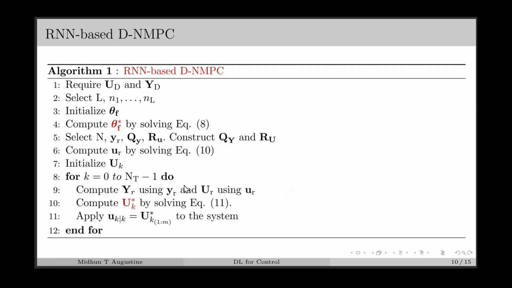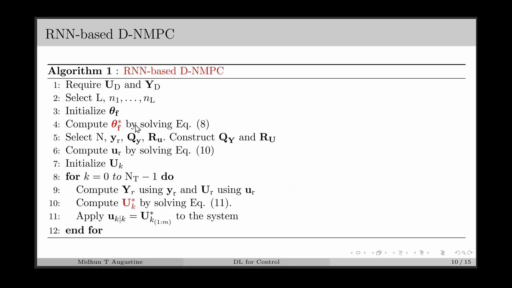In general, for RNN-based data-driven MPC, the algorithm can be summarized as in this slide. We have the available data set consisting of the input data sequence U_D and the output data sequence Y_D. And we have to select the number of layers in the RNN and also the number of neurons in each of the hidden layers.